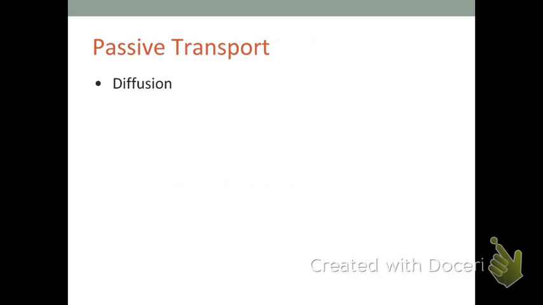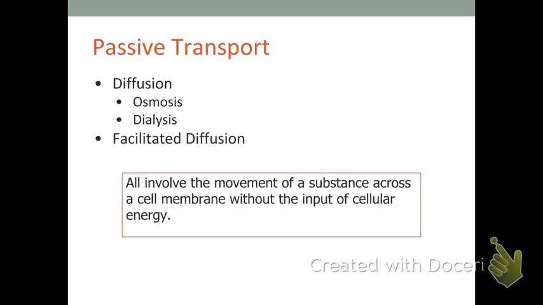So, focusing on passive transport. There are many types of passive transport. We have diffusion. Osmosis is a type of diffusion, and so is dialysis. And then we have facilitated diffusion. Both diffusion and facilitated diffusion do not require energy, do not require the expenditure of ATP by the cell. So the cell gets to do this stuff for free. It costs no money for the cell to do this.